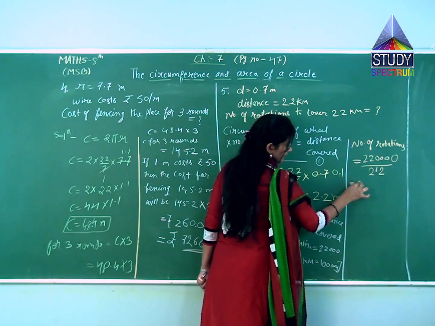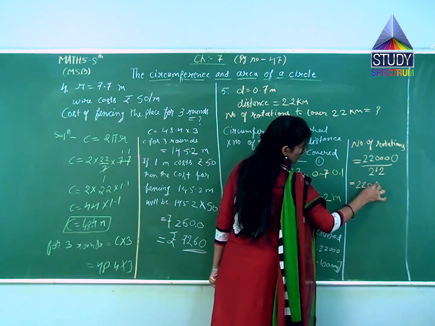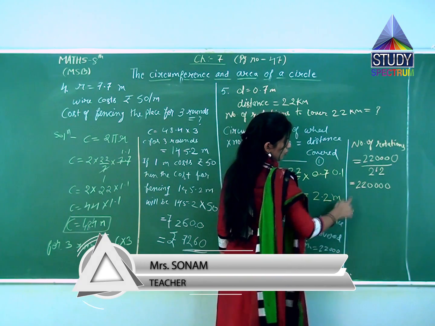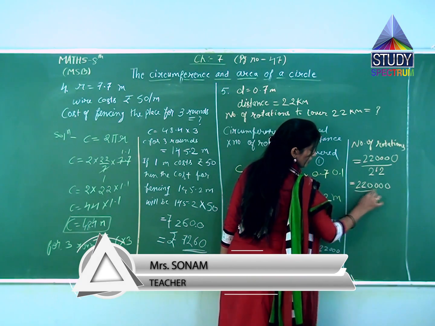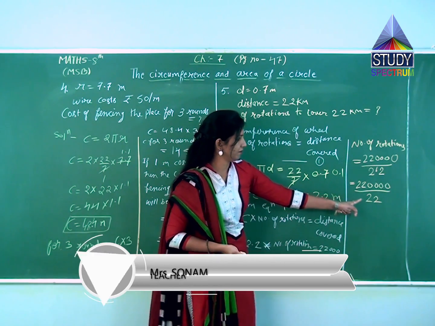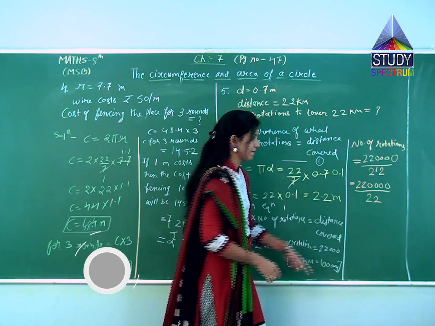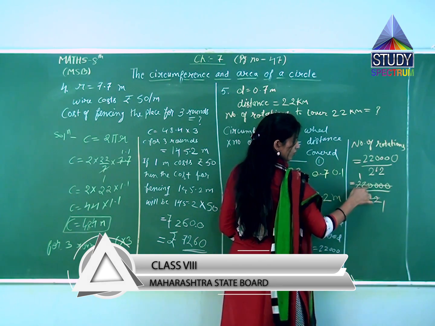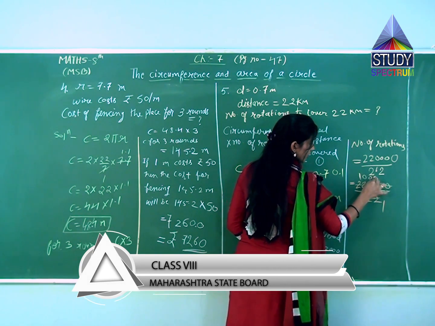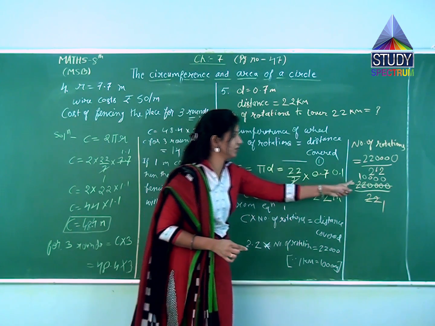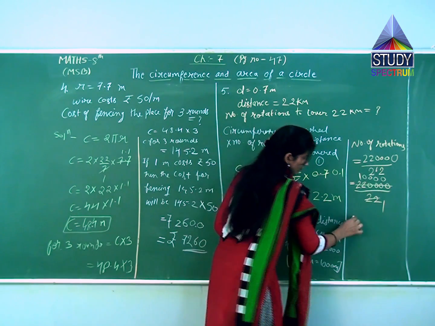Now in the next step we have 22 and 4 zeros. It means 220,000 upon 22. Here we can simply divide 22 by 22. 22 ones are 22, 22 ones are 22, and then 1, 2, 3, 4 zeros. So the number of rotations is equal to 10,000.